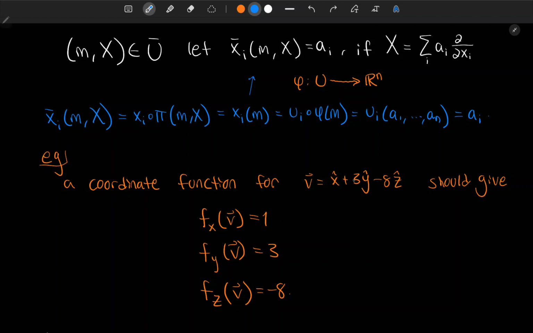Fy should give us the coefficient in front of y hat, which is 3. So Fy acting on v should give us 3. And Fz acting on v should give us the coefficient in front of z hat, which here is negative 8.